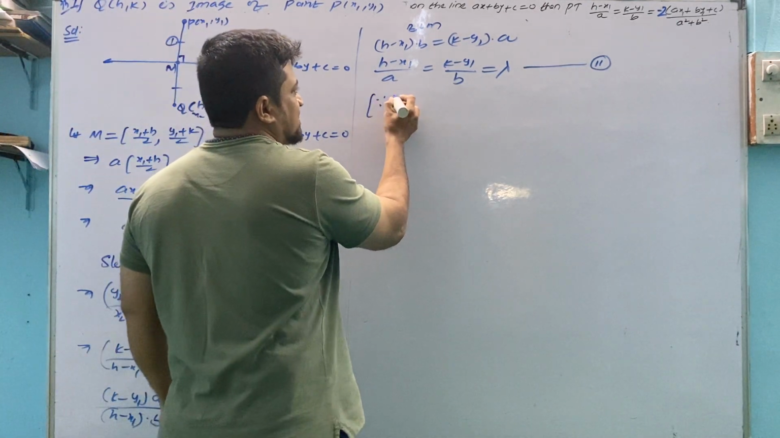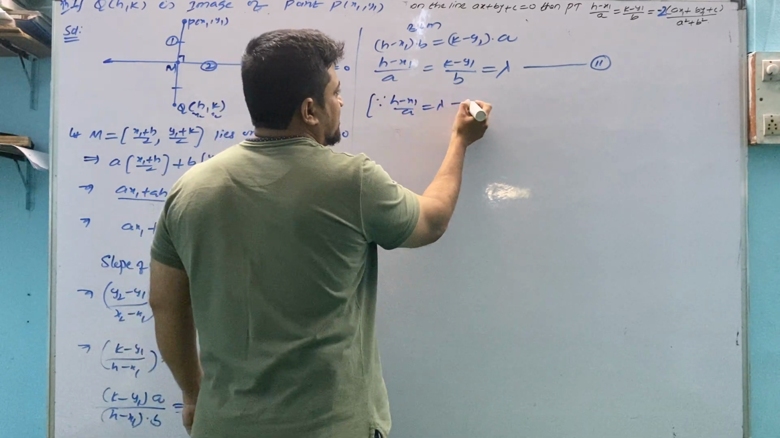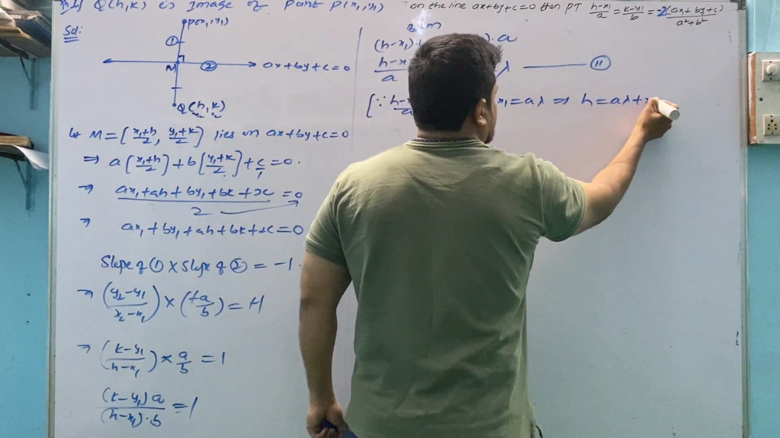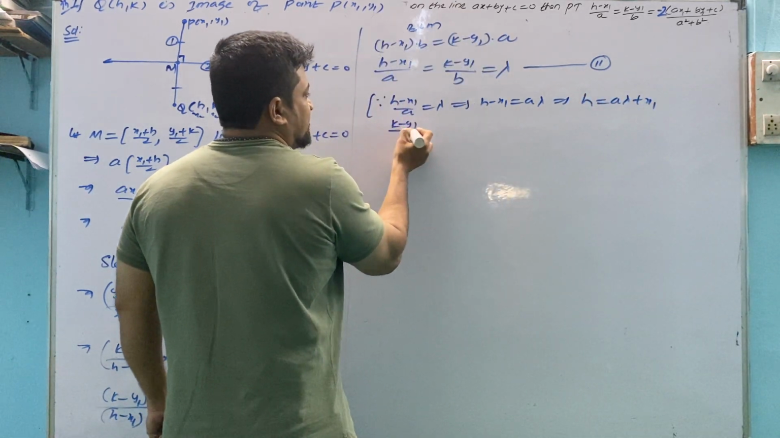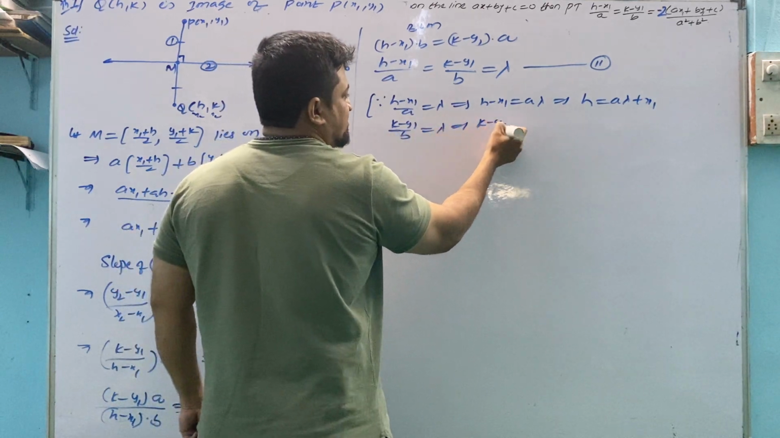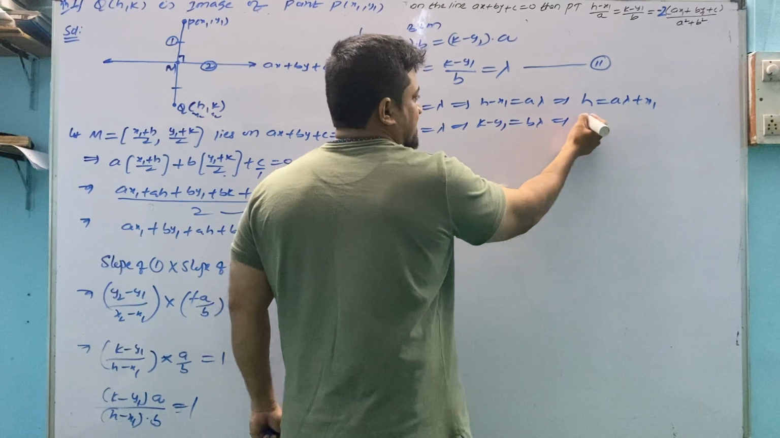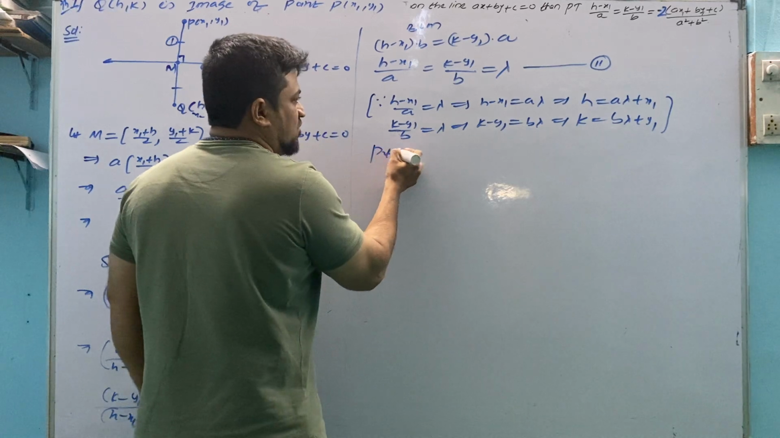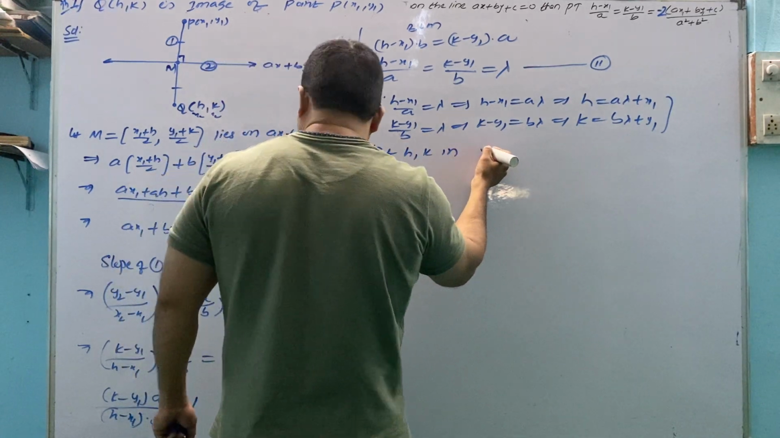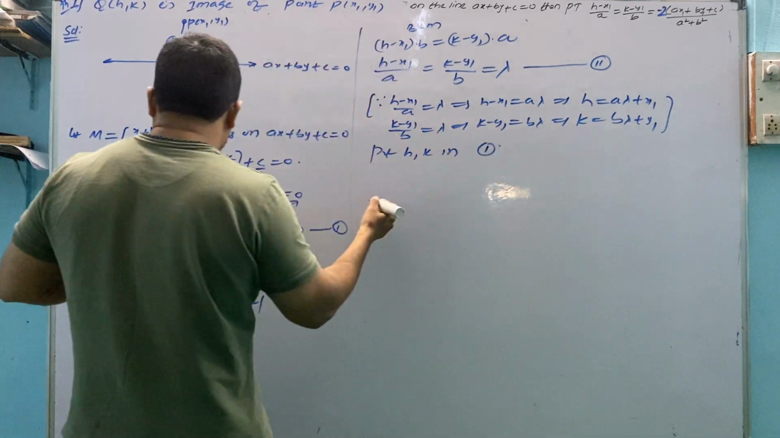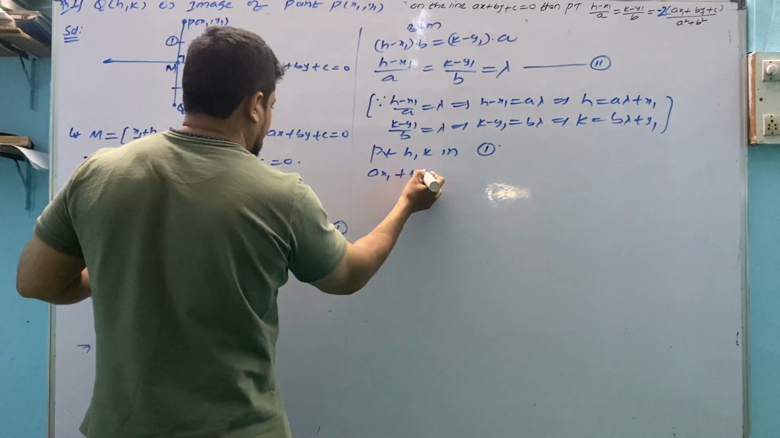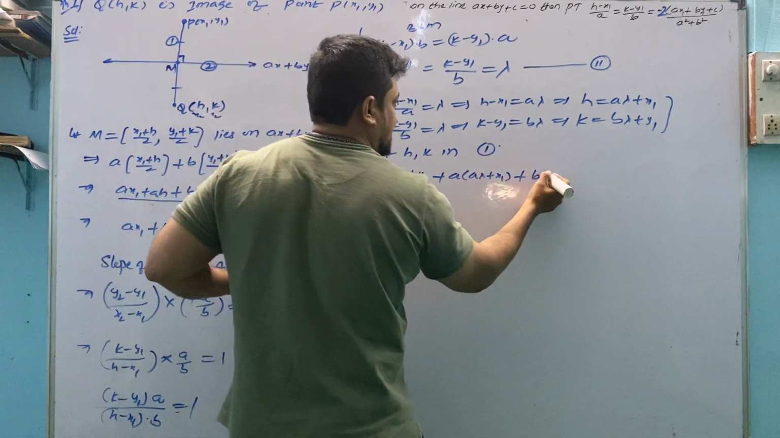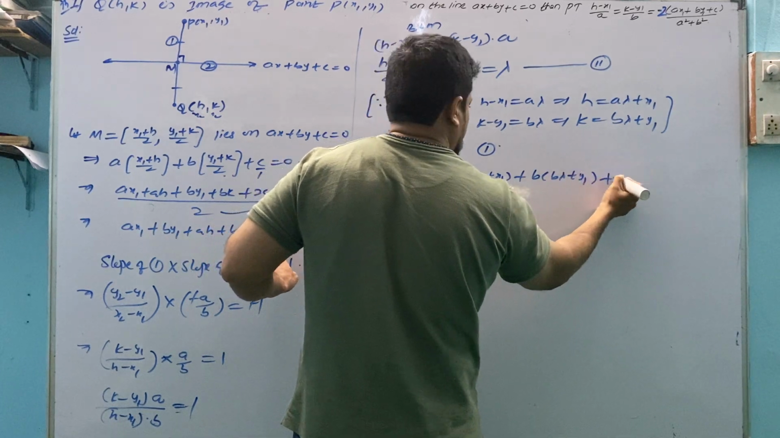In the bracket you can find h minus x1 by a equals lambda, which implies h minus x1 equals a lambda, which implies h equals a lambda plus x1. K minus y1 by b equals lambda, which implies k minus y1 equals b lambda, so k equals b lambda plus y1. Now whatever values we got, put h and k in equation 1: ax1 plus by1 plus ah plus bk plus 2c equals 0.